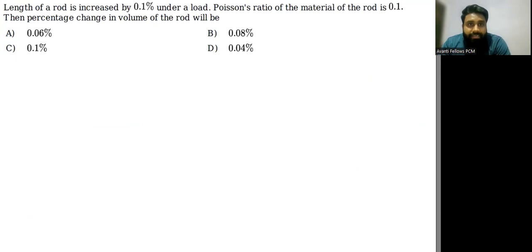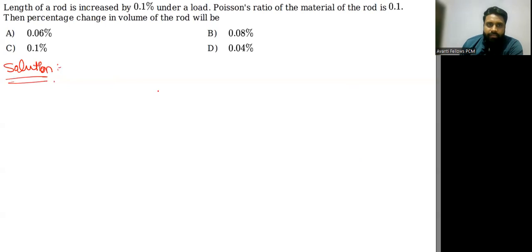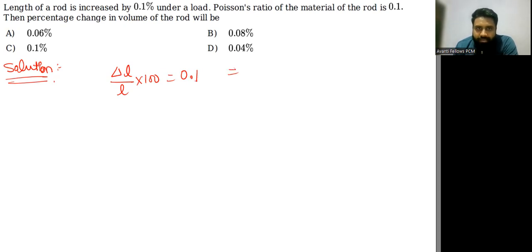The length of a rod is increased by 0.1% under a load. Poisson's ratio of the material of the rod is 0.1. Then the percentage change in the volume of the rod will be? Now, this question is from units and dimensions. We will try to solve it. The percentage increase in the length is given in the question, so delta L by L is equal to 0.1 by 100.